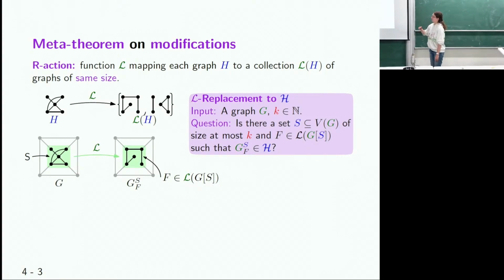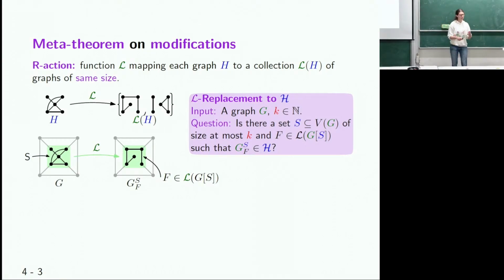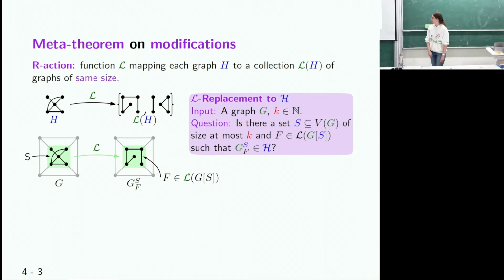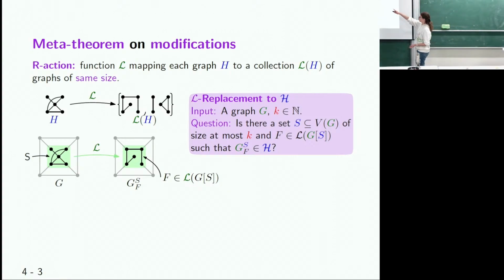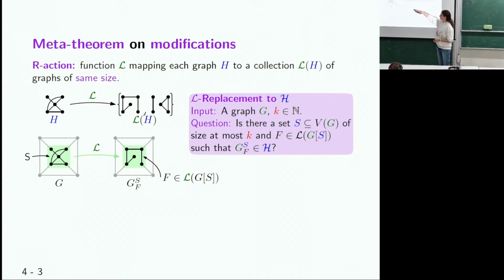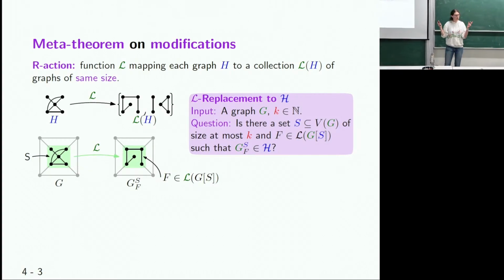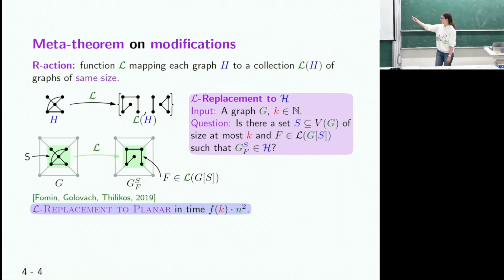And this way, we have a problem that will help us represent a lot of graph modification problems. So this is L-replacement to H. You have a graph T and an integer k as an input, and you ask, can I find an induced subgraph of size at most k in my graph T, such that if I replace it with one of the graphs that are in L of my induced subgraph, so one of the allowed modifications, then I get a graph that is in my target class. So for this problem, it was proven that when your target class is planar graphs, then this is FPT.